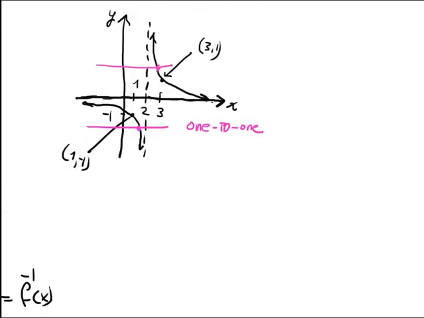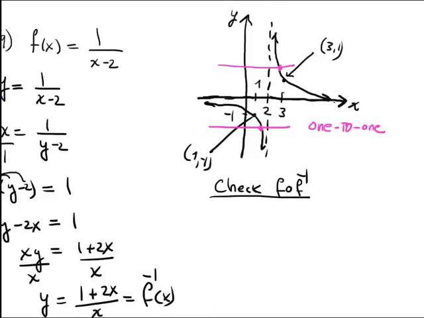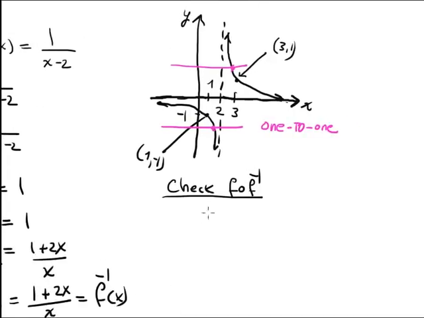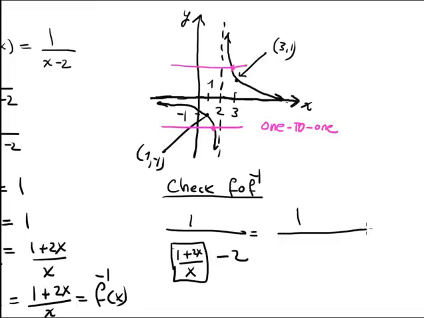Let's check using the composition. The original is 1 over box minus 2. Inside the box I put 1 plus 2x over x. 1 over LCD is x, 1 plus 2x minus 2x. Cancel out, and we have 1 over x.